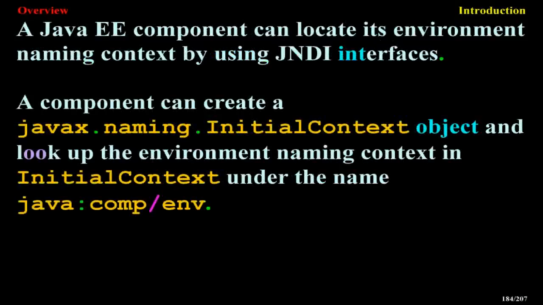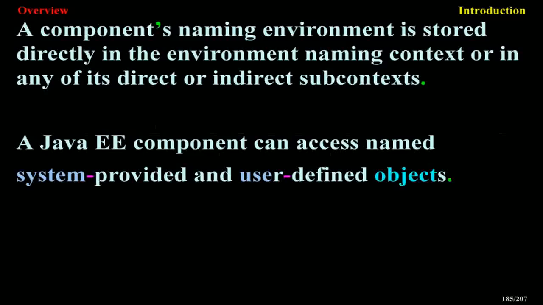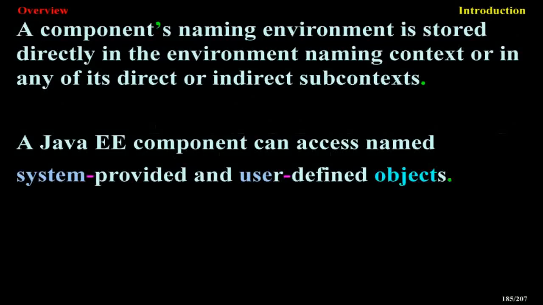A component can create a javax.naming.InitialContext object and look up the environment naming context in InitialContext under the name java:comp/env. A component's naming environment is stored directly in the environment naming context or in any of its direct or indirect subcontexts. A Java EE component can access named system-provided and user-defined objects.